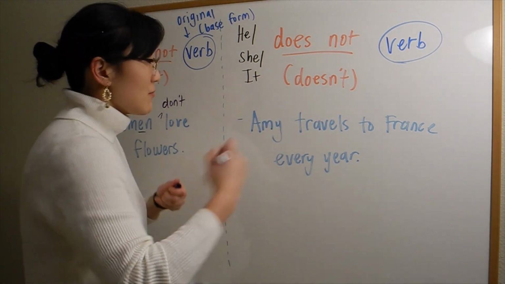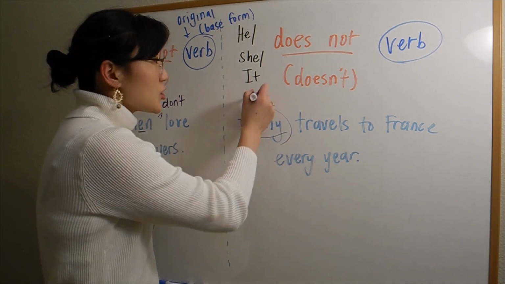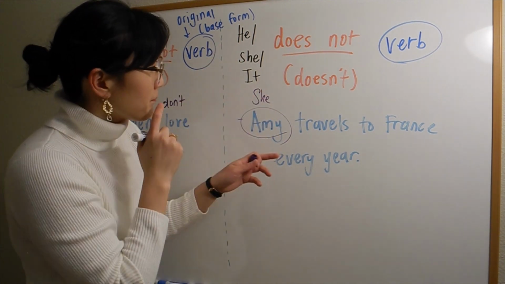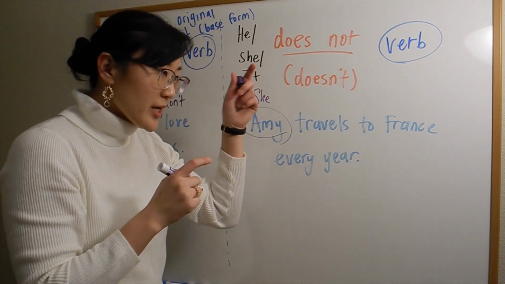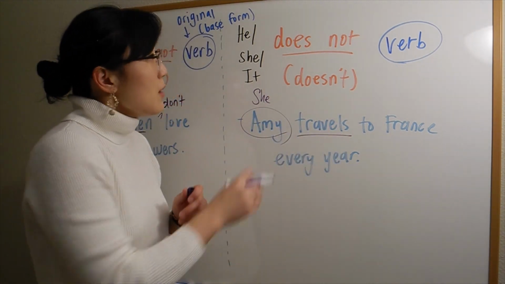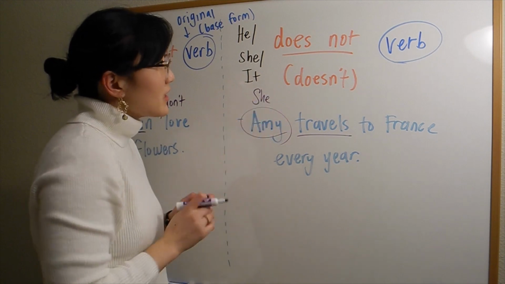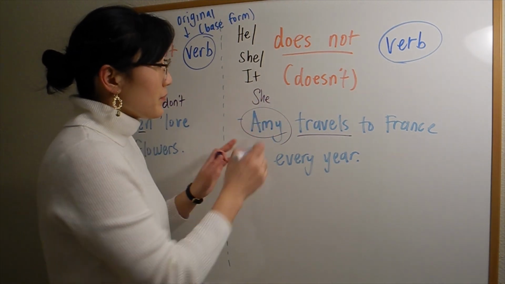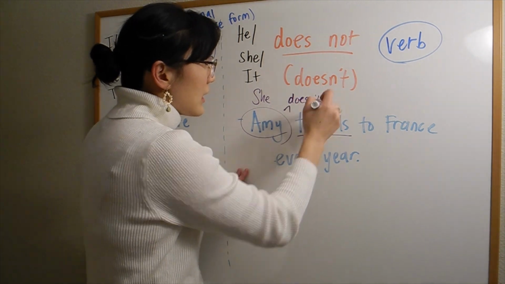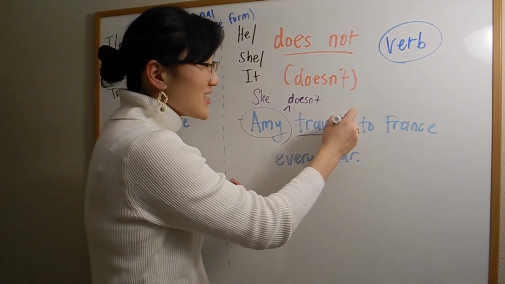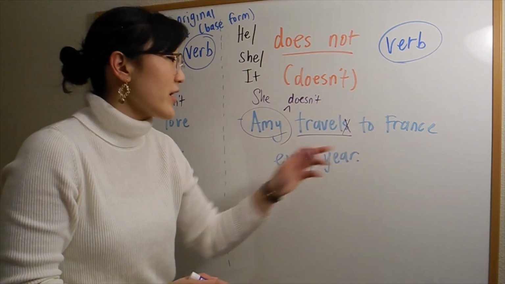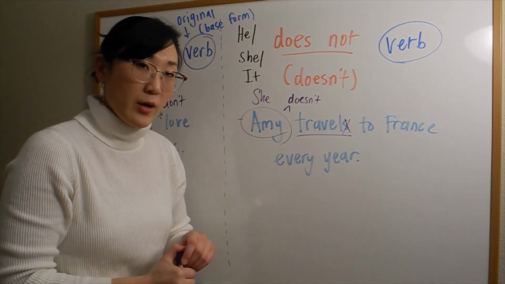So let's say Amy. Amy is what? She, right? Okay, so she. So he, she, it. I need to change the verb, right? So I have this S. But if we want to change it to the negative, we say, Amy doesn't. And what do we need to do here? We need to take out this S, right? Amy doesn't travel to France every year, okay?